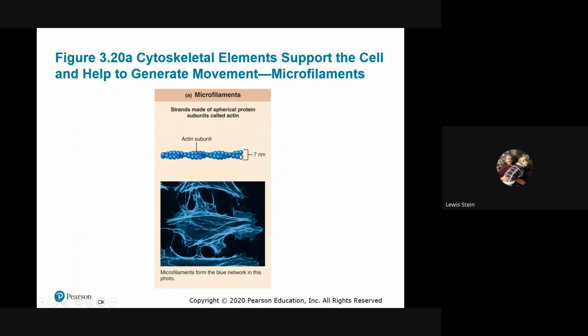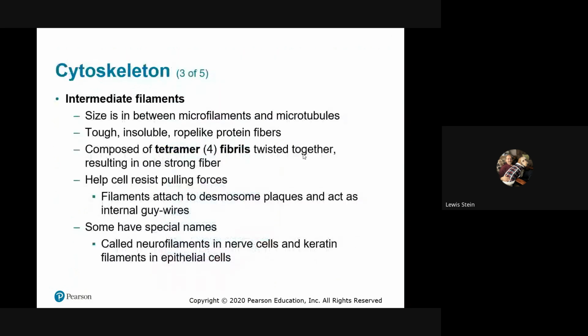Actin, here it is. Typical conformation looks like a double string of pearls. When it's like this, it's soluble. When they disassociate, it's not. So they're made of the actin subunits. Intermediate filaments are tough, insoluble, rope-like protein fibers. The tetramer, 4 fibrils. You're going to start to see terms like fibrils and filaments, fibers. They have different meanings. Be watchful of those. So I'm just asking you to know that it's basically fibrils twisted together.